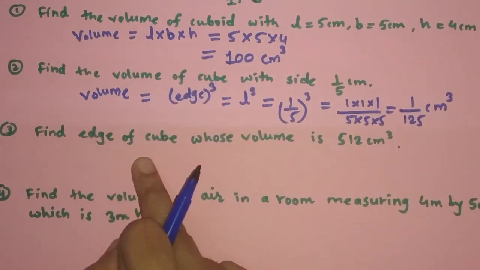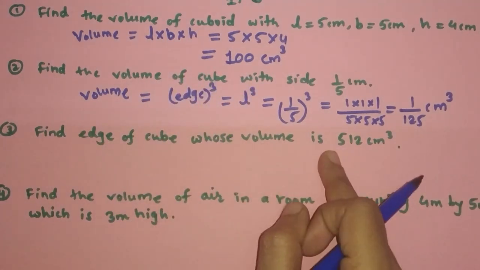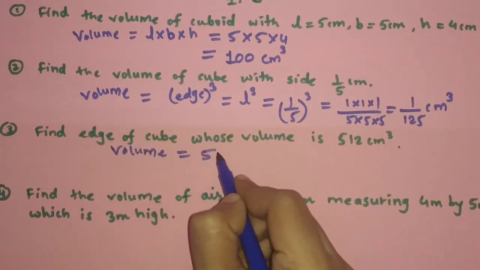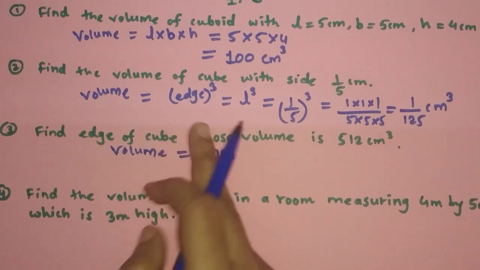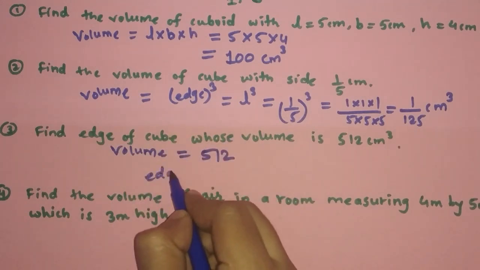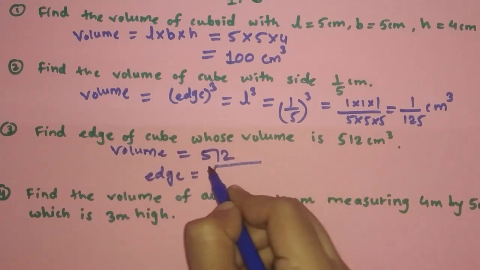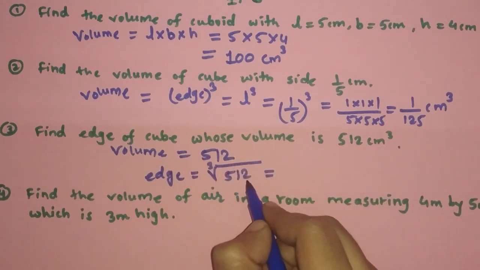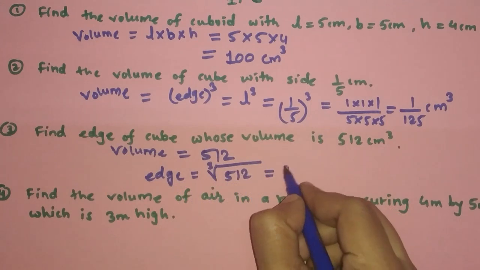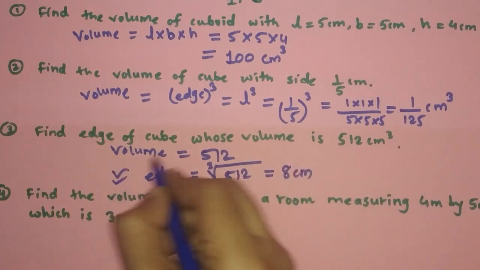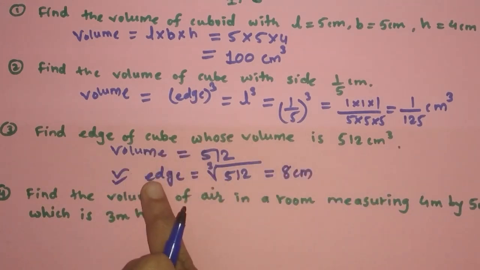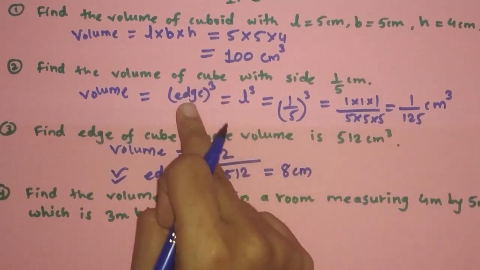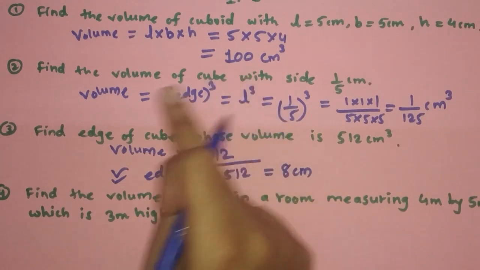Now find the edge of a cube whose volume is given. The volume of the cube is 512 and we have to find the edge. So the edge is nothing but the cube root of 512. We know that 512 is a perfect cube of 8. So the edge is 8 centimeters. If the volume is given, we have to take the cube root to find the edge. And if the edge is given, we'll take the edge cube to find its volume.